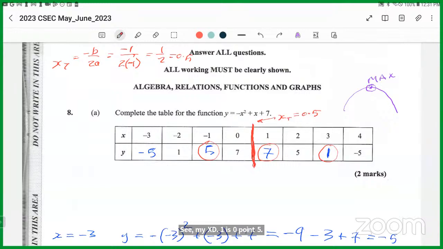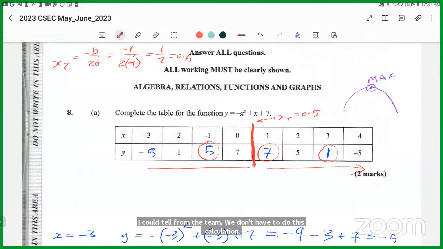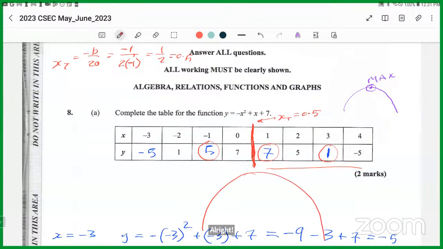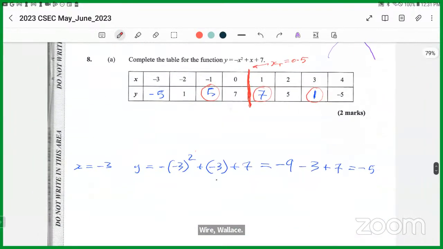But I could tell from the table without having to do this calculation, because I understand the symmetry of the graph. The values are symmetrical about that vertical line, representing how the graph will go this way. Y values. All right, so let's continue. I didn't have to work them out, but I'm going to work them out just to prove it.